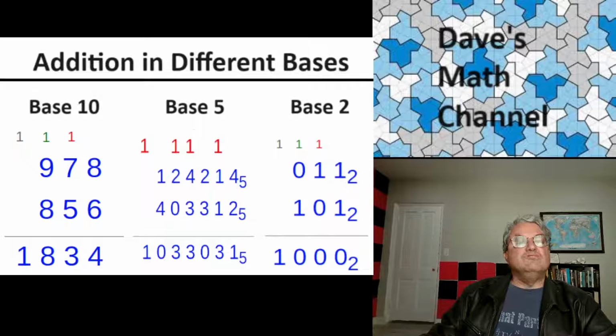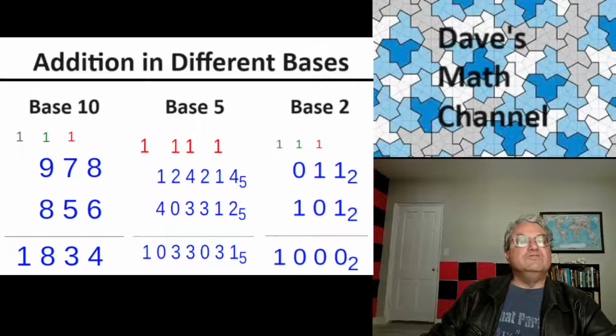Now you have 2 plus 3. 2 plus 3 is 5, but 5 you write as 1 0 in base 5. So now you write down the 0 and you carry the 1. And now you have 1 plus 4 plus 3. That's 8, but we have to write that as 1 3. So we write down the 3. And then we carry the 1 again. 1 plus 2 plus 0. That's 3. We don't have to worry about that one. We're not carrying.